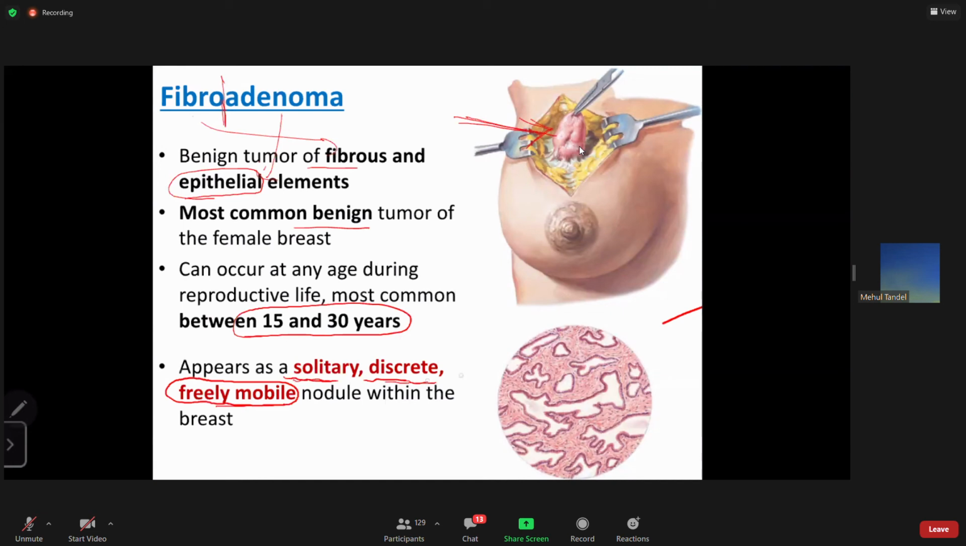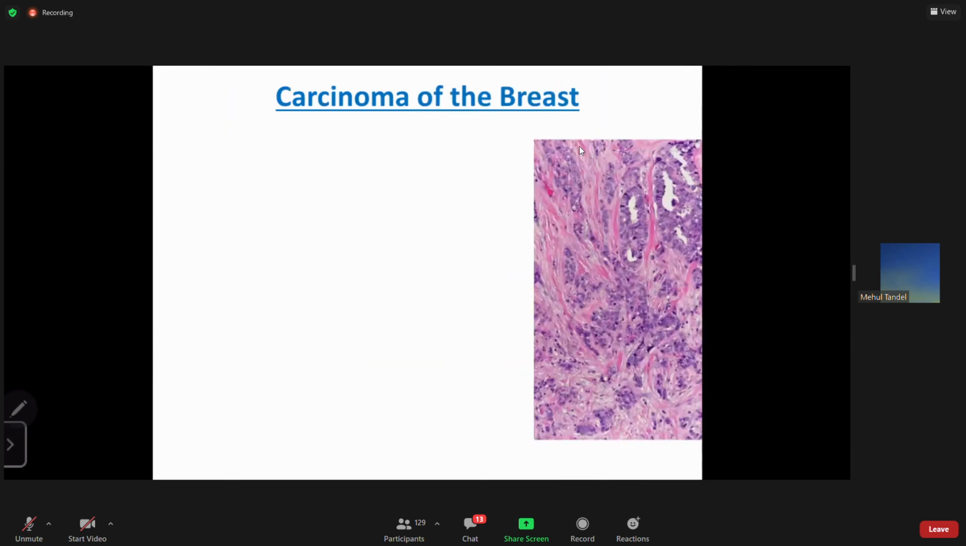It is freely mobile. You can move this nodule, the fibroadenoma. This is to differentiate it from the carcinoma. It is freely mobile. That is about fibroadenoma. Second is carcinoma of the breast.